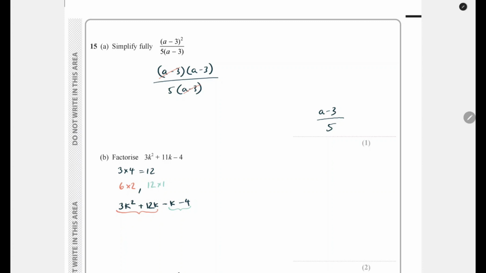So 3k squared plus 12k becomes, well, common is 3k, and k plus 4, minus, and if we factorize this side, it's minus 1 and k plus 4. Now we can see that both parts have the bracket k plus 4, so that's going to be one part of our solution, k plus 4. And the other part of the solution is everything outside of the brackets, in our case 3k minus 1. So that is our answer, (k plus 4) multiplied by (3k minus 1).